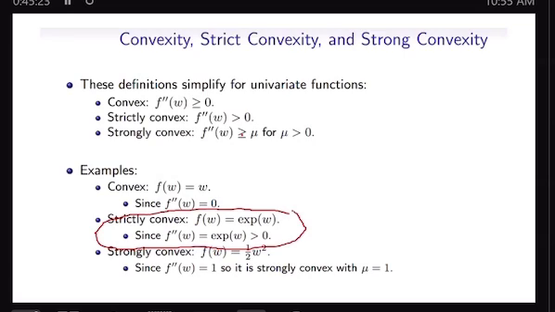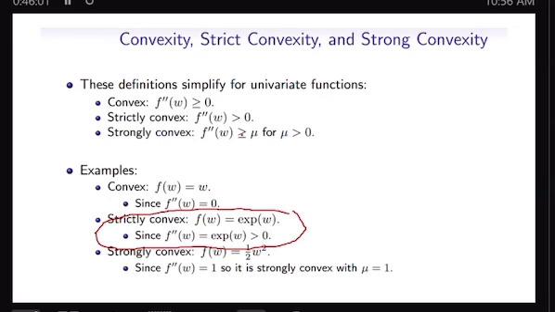Now, if I have an exponential function, when I differentiate the first time, it's still going to be exponential w. Second time, I'm still going to have exponential w. Exponential w is greater than 0 if w is positive. Yeah, that's an example of strictly convex. I need you to pay attention now, because in the assignment and the test, I'm going to give you some functions, then I'm going to ask you to investigate for convexity.